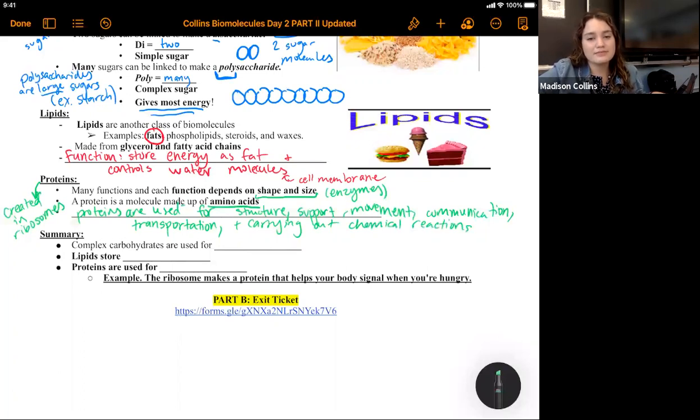All right. We will talk more about these things in the upcoming days and weeks and really this entire year. But this is just to give you a foundation of that knowledge of those three types of biomolecules that we're going to be talking about.